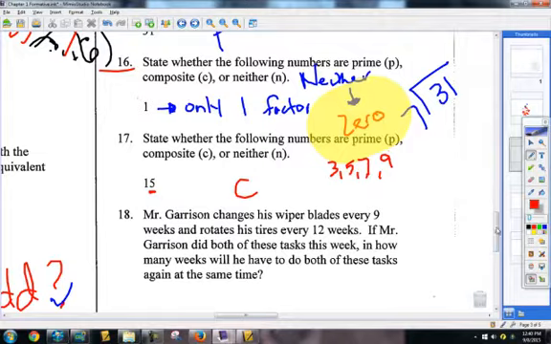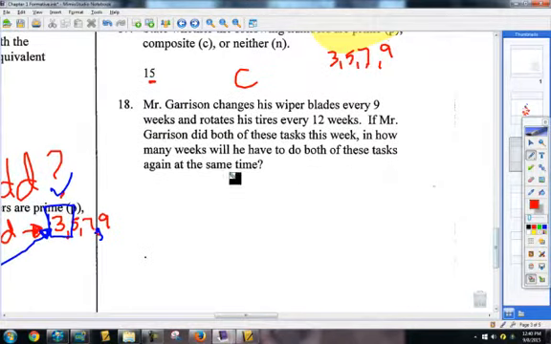Okay. Next question, number 18 here. First of all, the answer is going to be 36, but you must have work. If you don't have work, it's wrong. Mr. Garrison changes his wiper blades every 9 weeks, changes his tires, and rotates them every 12 weeks. I did both of these tasks this week. In how many weeks will I have to do both of these tasks again at the same time? What kind of a question is it, guys?